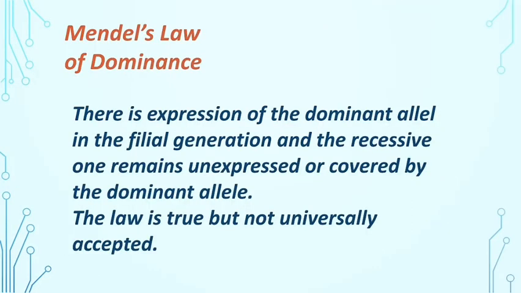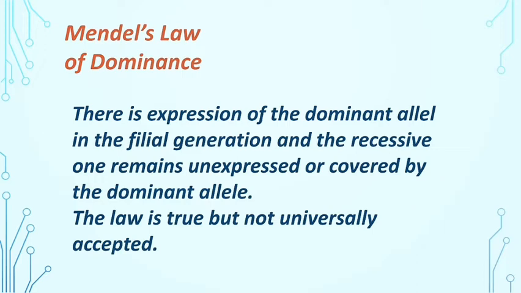So, at first, we will have to recall Mendel's law of dominance. What we have known in Mendel's law of dominance is that there is expression of the dominant allele in the filial generation and the recessive ones remain unexpressed or covered by the dominant allele. That is, there is only expression of the dominant characters. Now, we have also said that the law of dominance is true but not universally accepted, as there are many other exceptions where the law of dominance is not applicable.